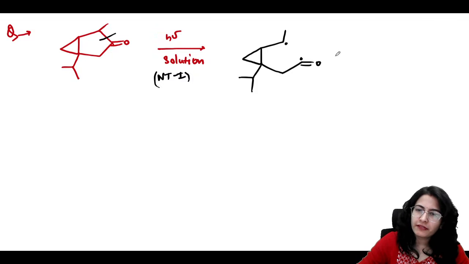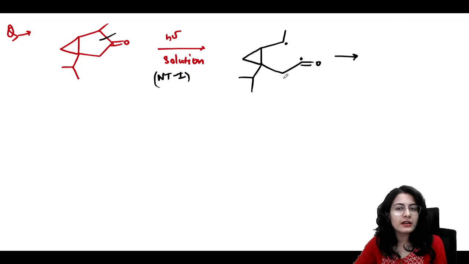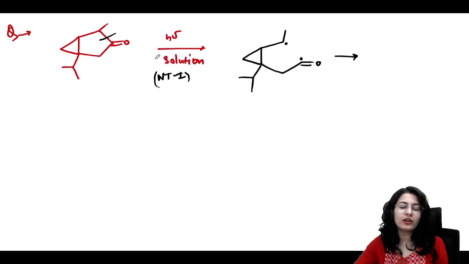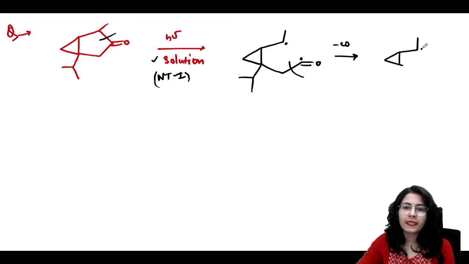Then what? We can do a decarbonylation because hydrogen abstraction will not happen, as ketene is not going to form. We are not getting any polar solvent, only solution phase is mentioned, right? So what can we do? We can remove a carbonyl from here. If we remove this carbonyl, we are going to have a ring like this. Here a radical has come.